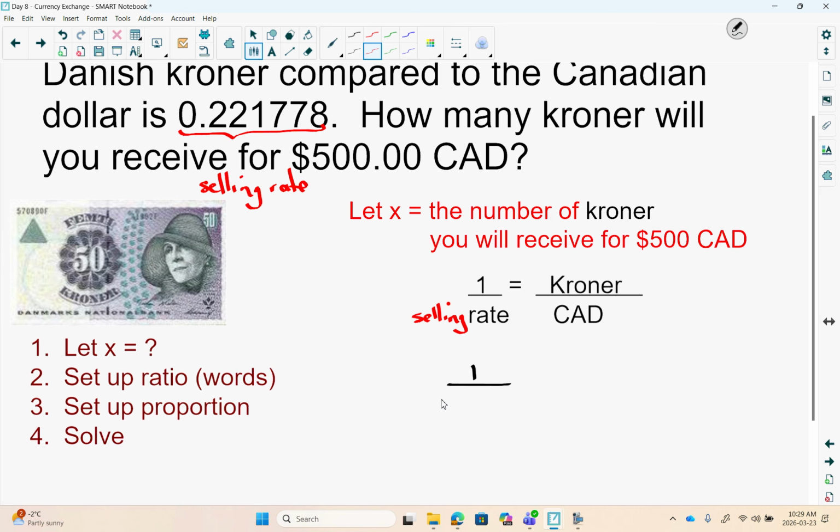So what am I going to put underneath this? That decimal, 0.221778. It is going to equal, what will I fill up top in place of the kroner? X, that's the unknown. That's what we're looking for. And what will I fill in the bottom? 500 Canadian dollars.